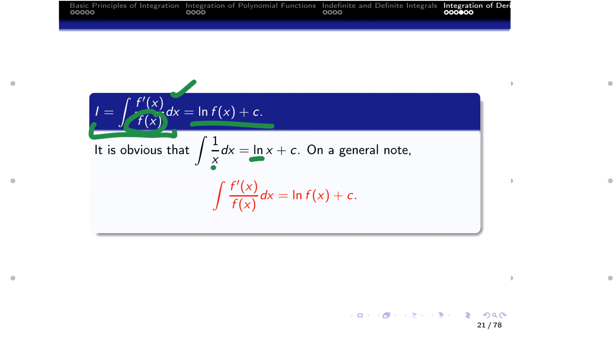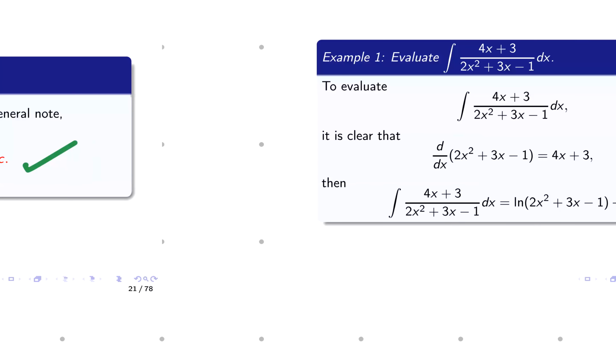So on a general note, we have this law for integration of the derivative function ratio. The derivative and the function are put over themselves, that's why it's a ratio. So integral of f prime of x over f of x dx is the same thing as ln of f of x plus c. So that's the rule established. With this now, you can easily tackle this kind of question. So let's see some examples. You have example 1 here.